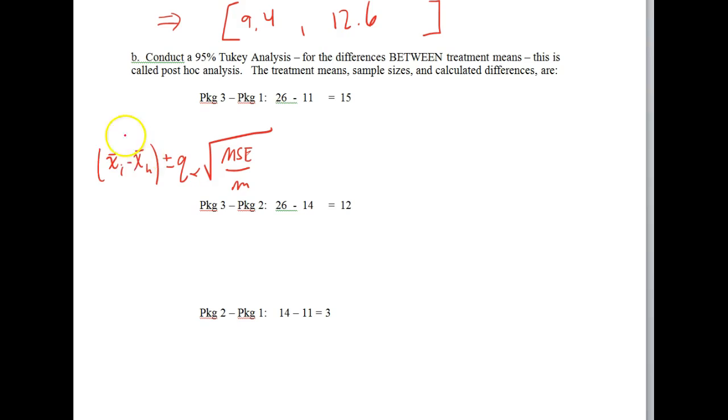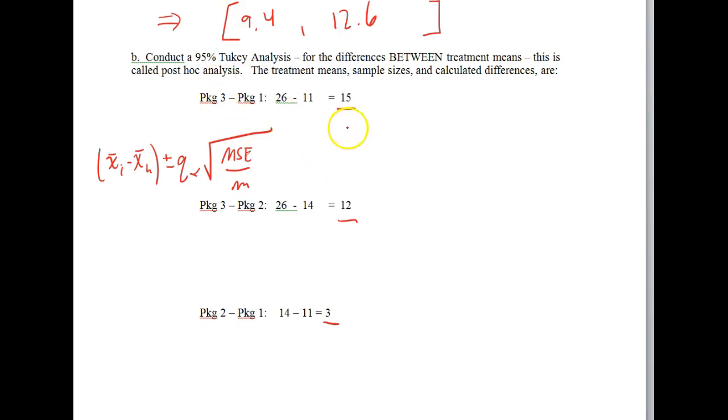So it is the difference between the means, which looks like is calculated for us already. Look, we got 15, 12, and 3 here. Difference between the means plus or minus this Q, which we'll learn how to look up in a second, times the familiar MSE over m, or MSE over n of the treatment. Okay.